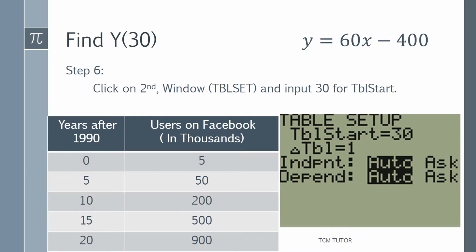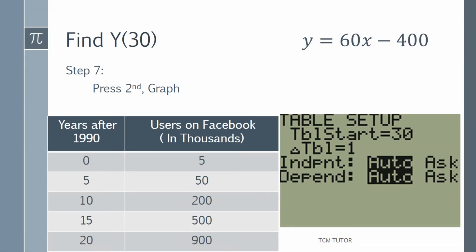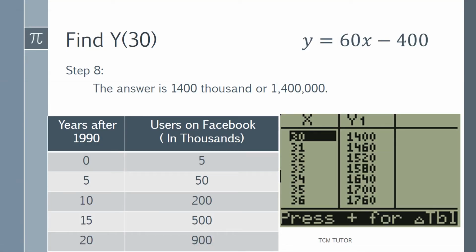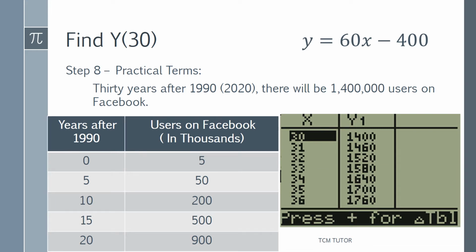Click on second window, get table set, and then put 30 for the table start. Press second graph to get to the table. The answer is 1,400, or 1,400,000. So, in practical terms, 30 years after 1990, or 2020, there will be 1,400,000 users on Facebook.